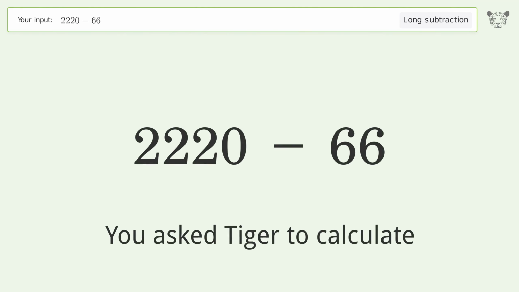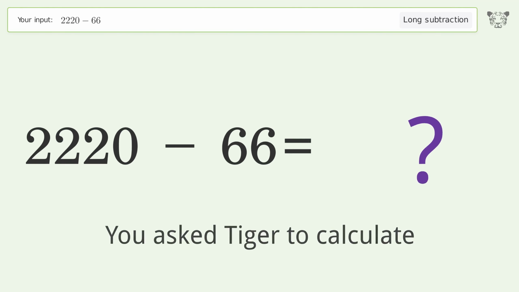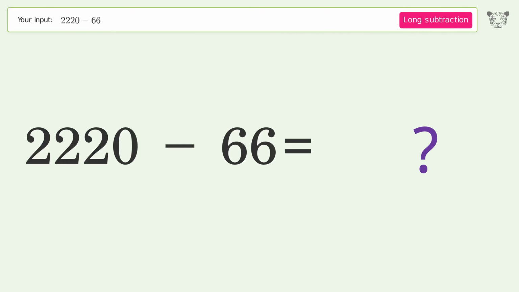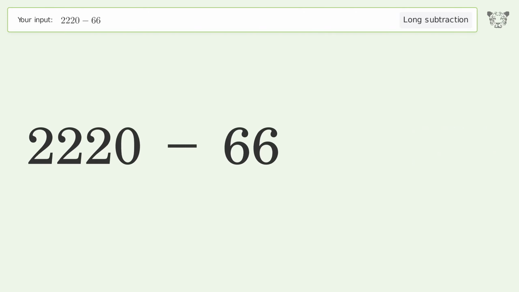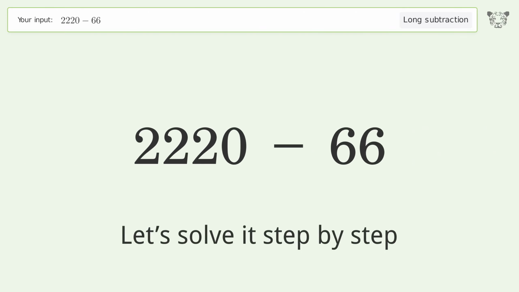You ask Tiger to calculate. This deals with long subtraction. The final result is 2,154. Let's solve it step by step.